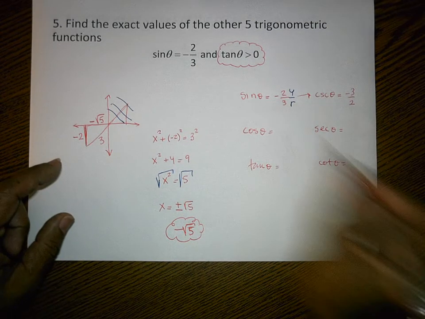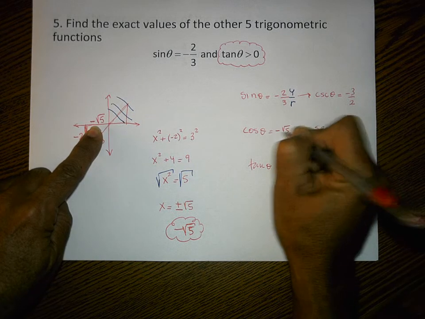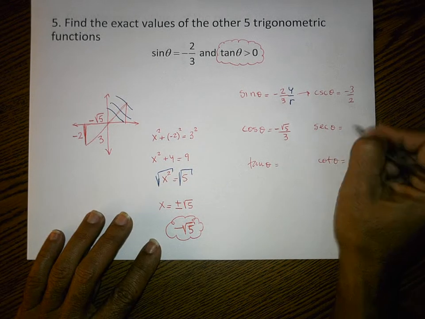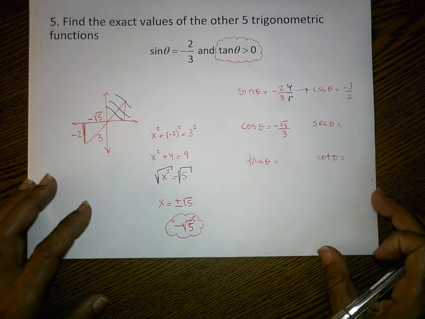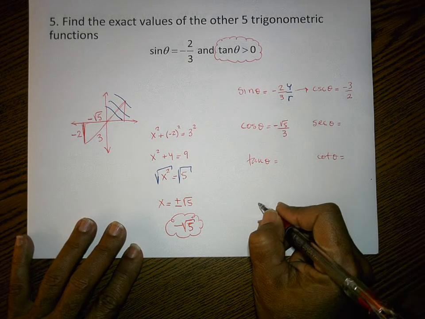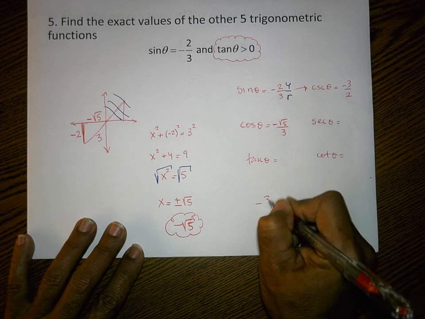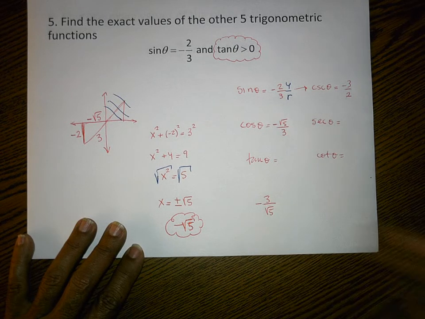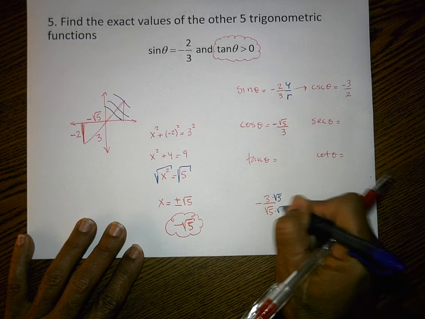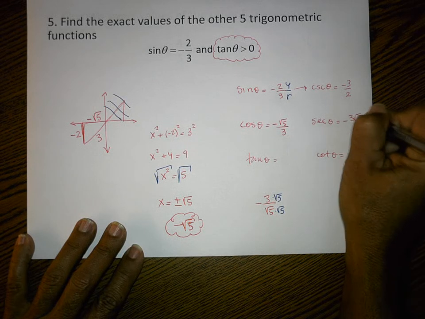What is the cosine? Well, very simple. It is negative square root of 5 over the radius of 3, which tells me that over here on the secant, I'm going to have to rationalize the denominator, okay? So on the secant, I'm going to do it separate right here. The secant would have to be, when I flip my cosine, negative 3 over square root of 5. By now, you should be very good at this. I'm going to multiply top and bottom by square root of 5. My final answer is going to be negative 3 square root of 5 over 5 for my secant.